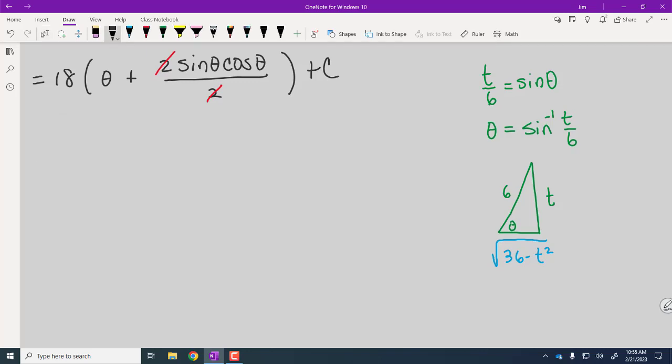So this will give us, and let's distribute the 18. There's no point of having the 18 just factored out of these two terms and not that. So 18 theta, so 18 arcsine t over 6. And then the 18 distributes here times sine of theta. Sine of theta is t over 6. Times cosine of theta. We look at our triangle. Cosine of theta is adjacent divided by hypotenuse.